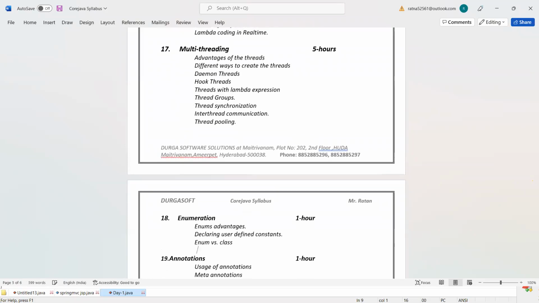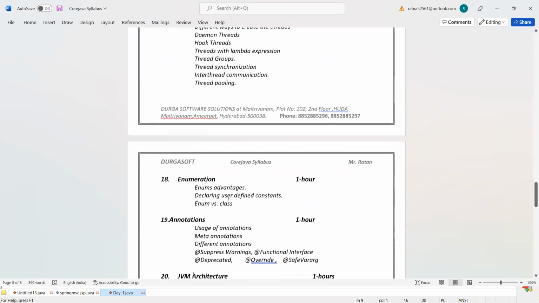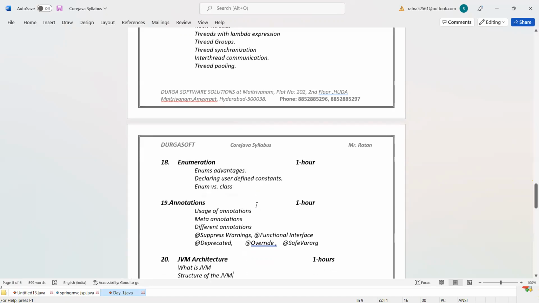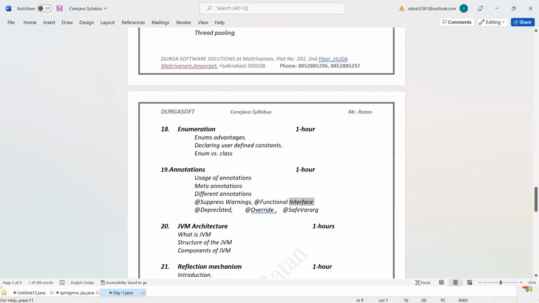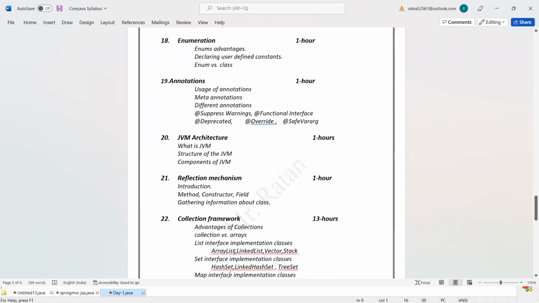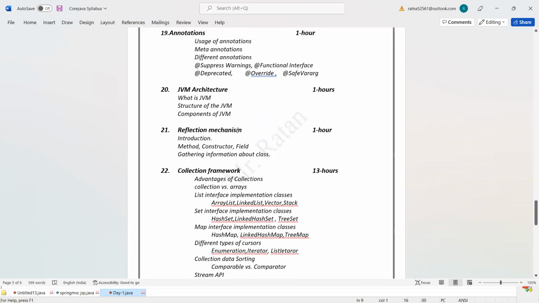Enumeration: enumeration advantages, declaration of user-defined constants, enum versus classes, and the purpose of enumeration in real time. Annotations: we will see @SuppressWarnings, FunctionalInterface, Deprecated, Override, SafeVarargs. And JVM architecture: what is the JVM, structure of the JVM, components of the JVM. Then the reflection mechanism, gathering information about a class.